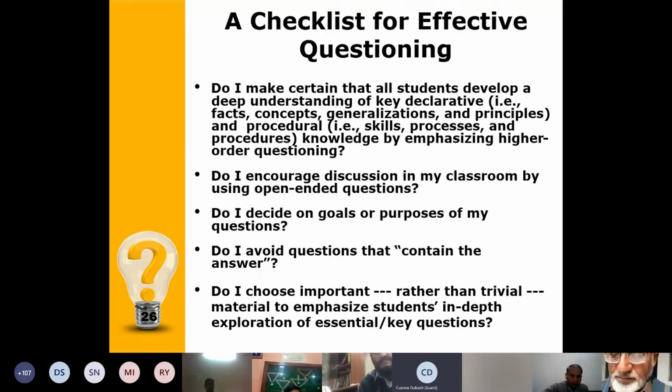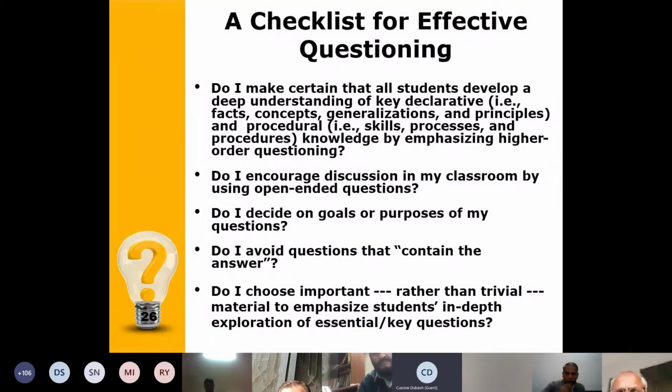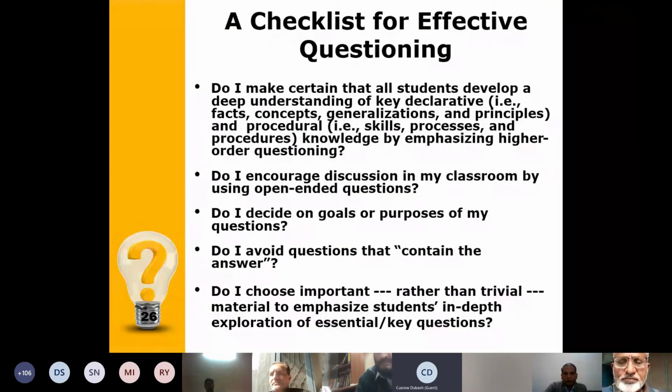Do I choose important rather than trivial material to emphasize students' in-depth exploration of essential key questions? देखिए, आप टेक्स्ट बुक आपने कवर की, हर टॉपिक उतनी इंपॉर्टेंट नहीं है, हर चैप्टर उतना इंपॉर्टेंट नहीं. क्या आप ज्यादा वेटेज उन इंपॉर्टेंट चैप्टर्स को दे रहे हैं, इंपॉर्टेंट टॉपिक्स को दे रहे हैं वर्सेस द ट्रिवियल टॉपिक्स एंड द नॉट सो इंपॉर्टेंट चैप्टर्स?